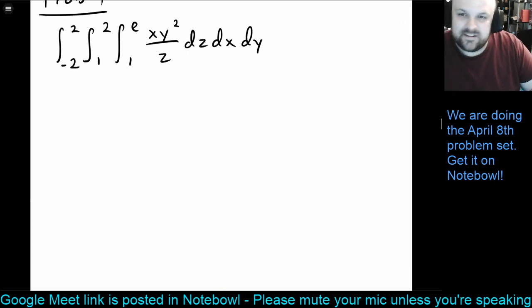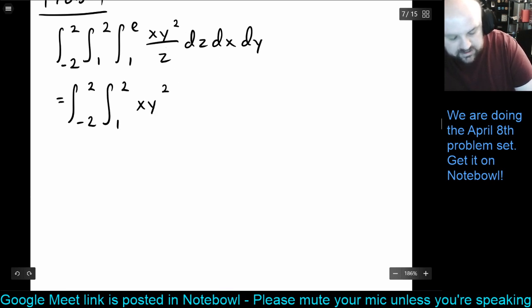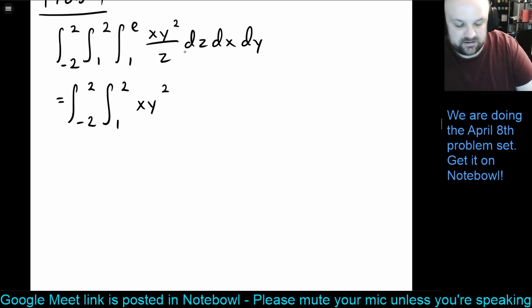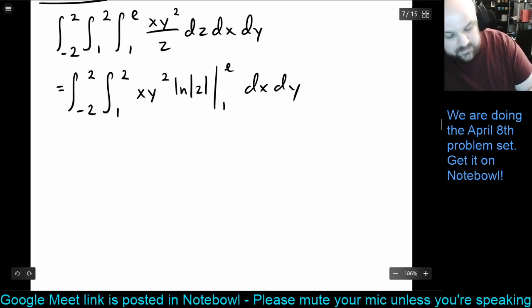Okay, let's go ahead and compute this one. So if we do the integral with respect to z, the x and y don't do anything, and it's basically xy squared times 1 over z. So you integrate that and you get ln absolute value of z. We're evaluating this from 1 to e, dx dy, minus 2 to 2, minus 1 to 2.